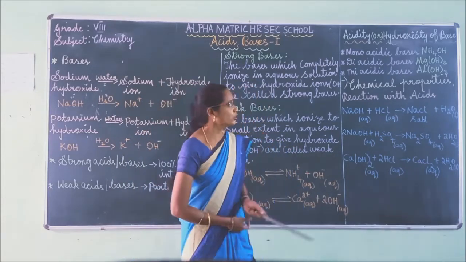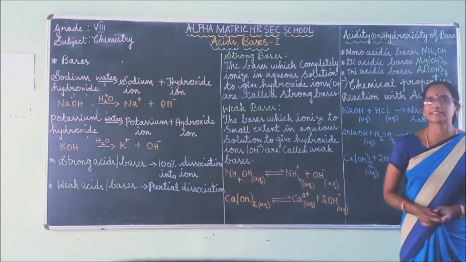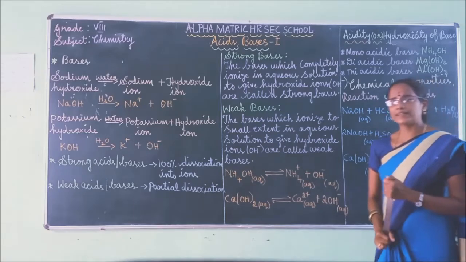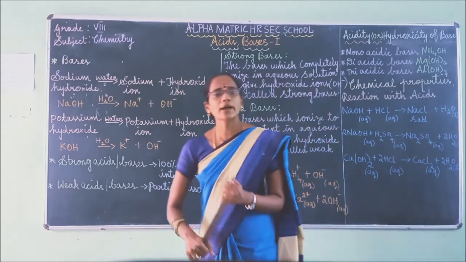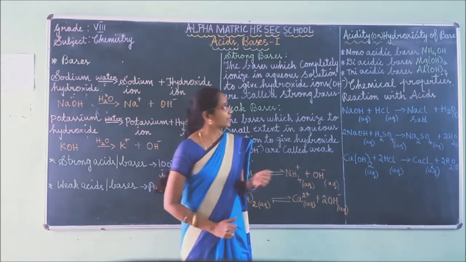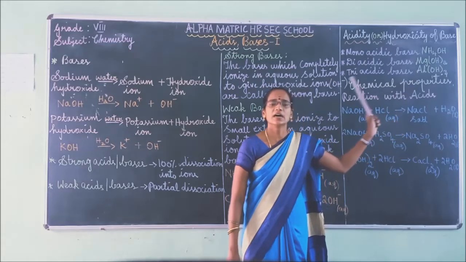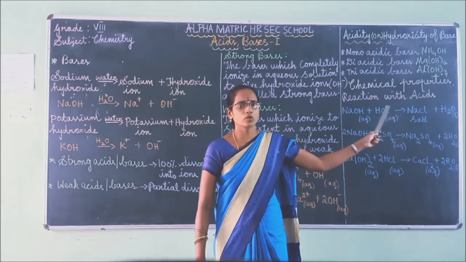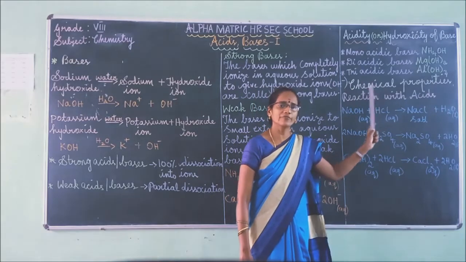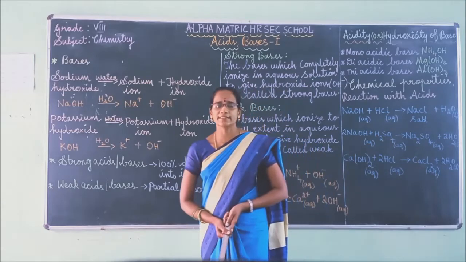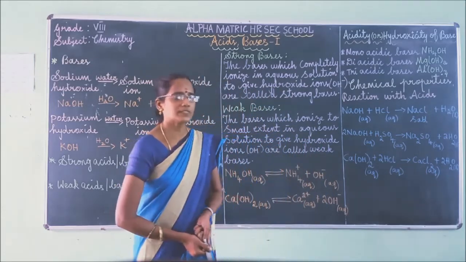Next we can move to acidity or hydroxicity of base. We can classify the bases into three types: monoacidic bases, diacidic bases and triacidic bases. These are the three types of bases.